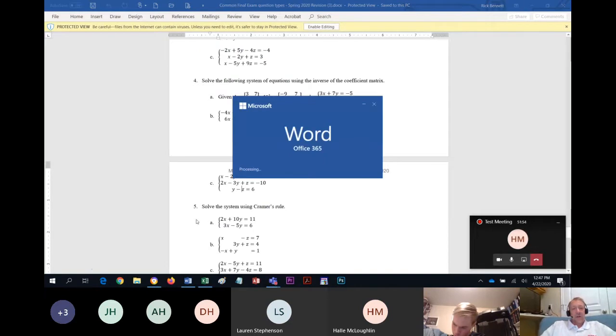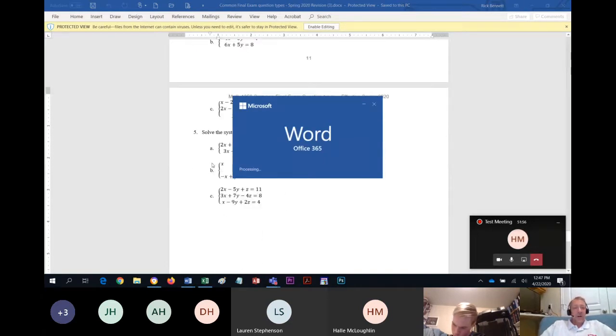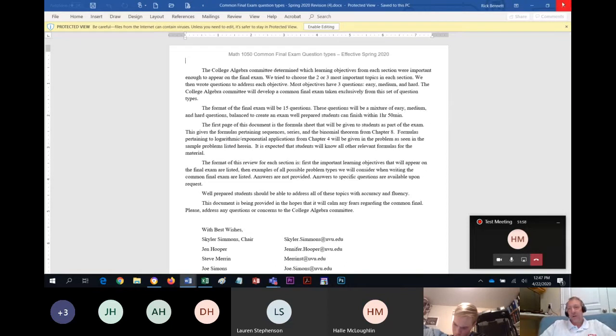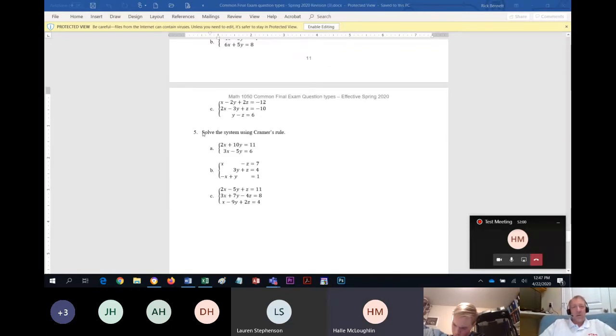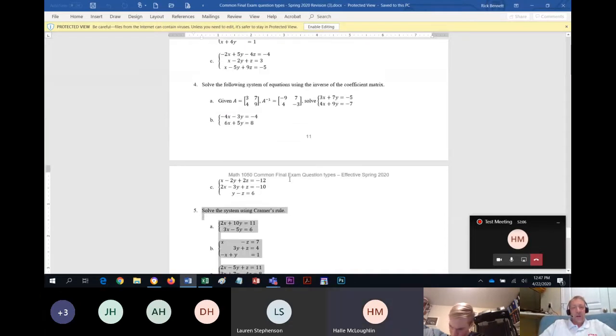Oh, I already had it open. Oh, actually, here we are. We got Cramer's rule right there. Here, I just had it open. So on the common final, they told you these are 3 Cramer's rule problems. And, oh, this is inverse matrix.